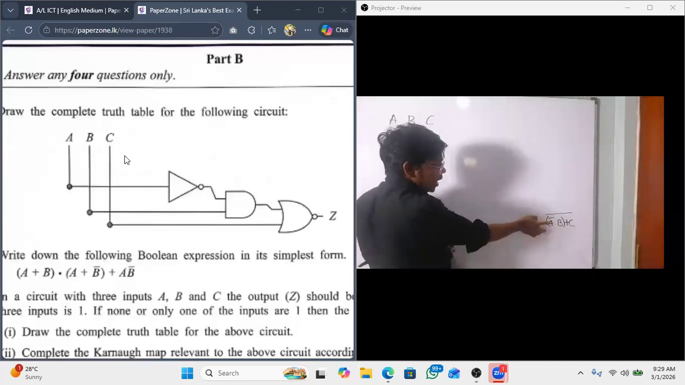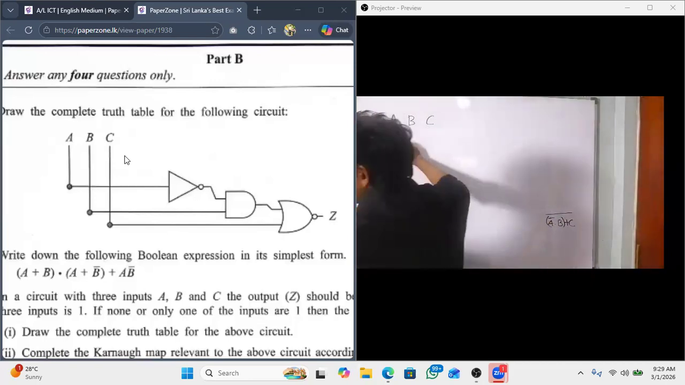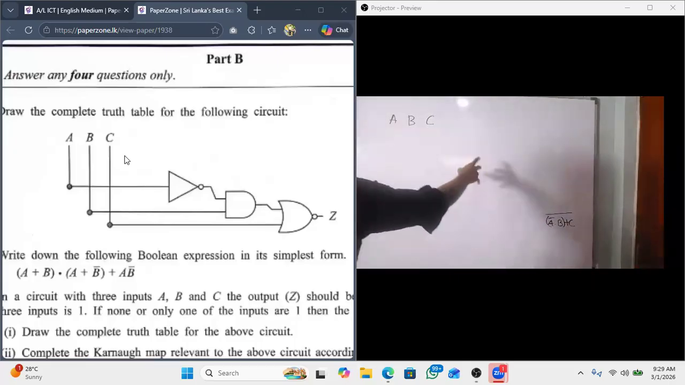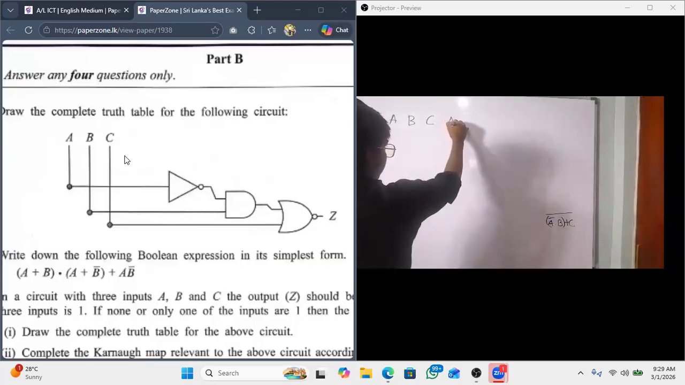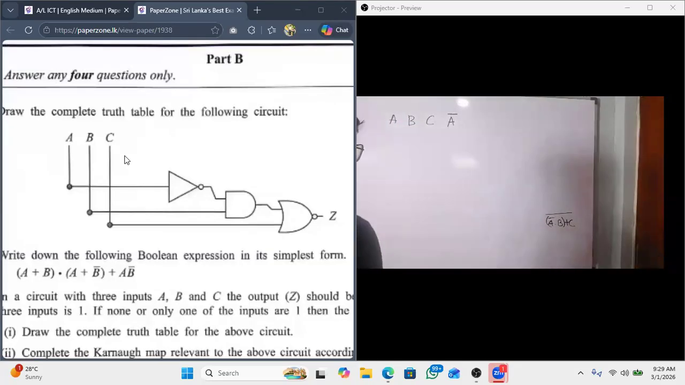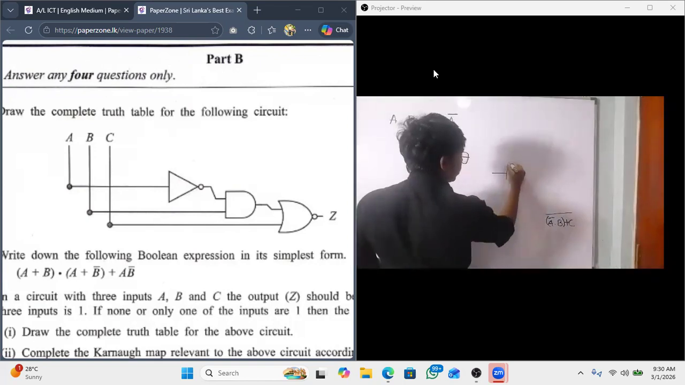Okay, first we need A bar. We have A cleanly here, but we don't have A bar. The first step is individual negatives. We should take the individual negatives as columns. We only need A bar. There's no B bar. There's no C bar. So we only need this. How to get A bar? In the circuit, to get A bar, we pass it through the NOT gate. If you send A, you get A bar.